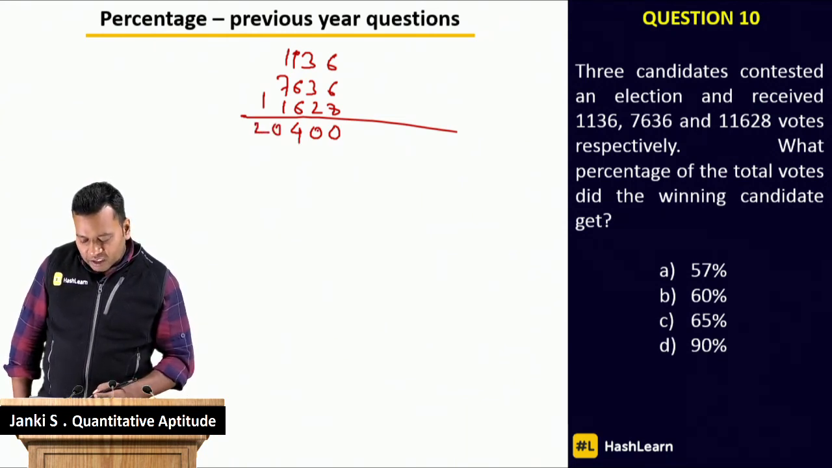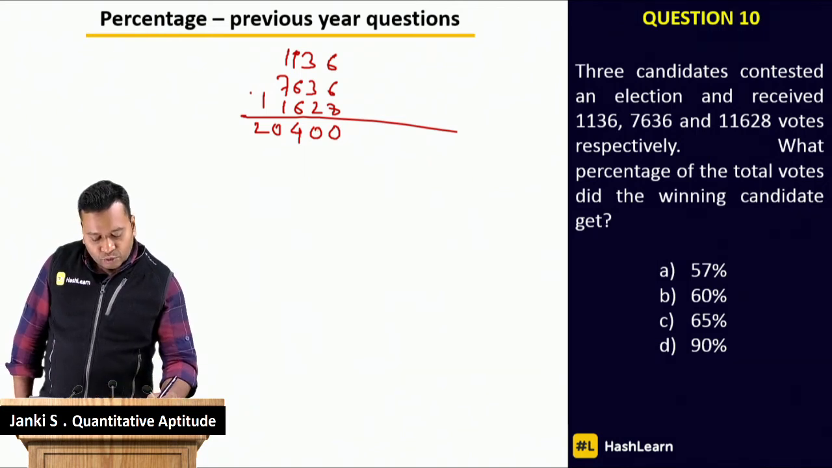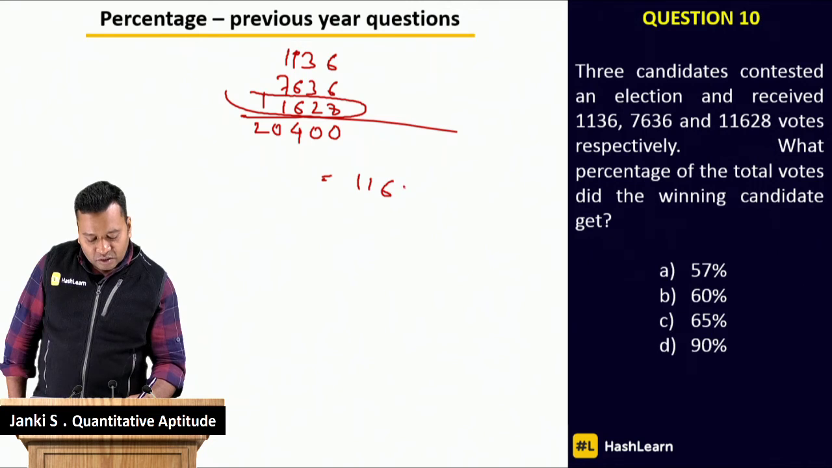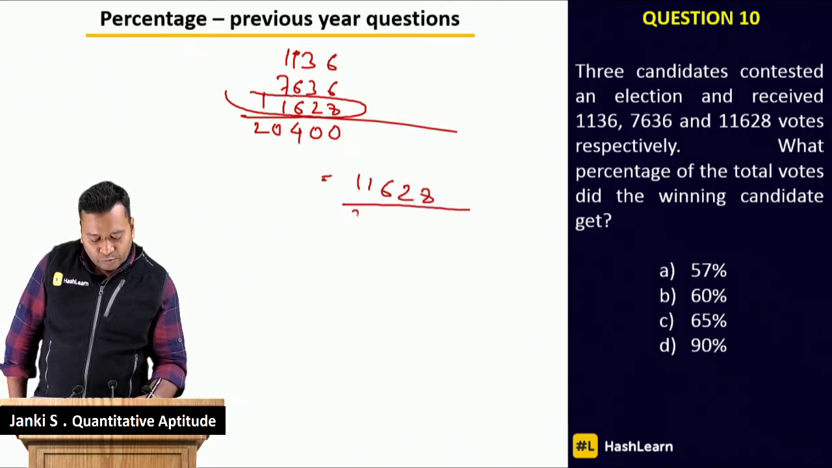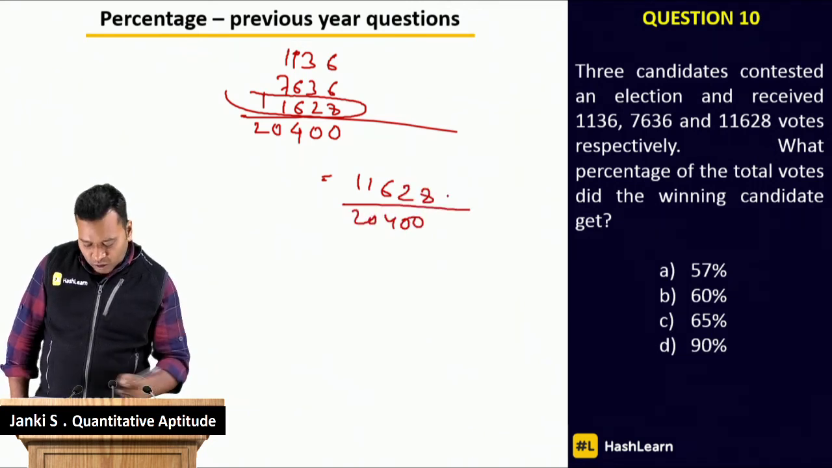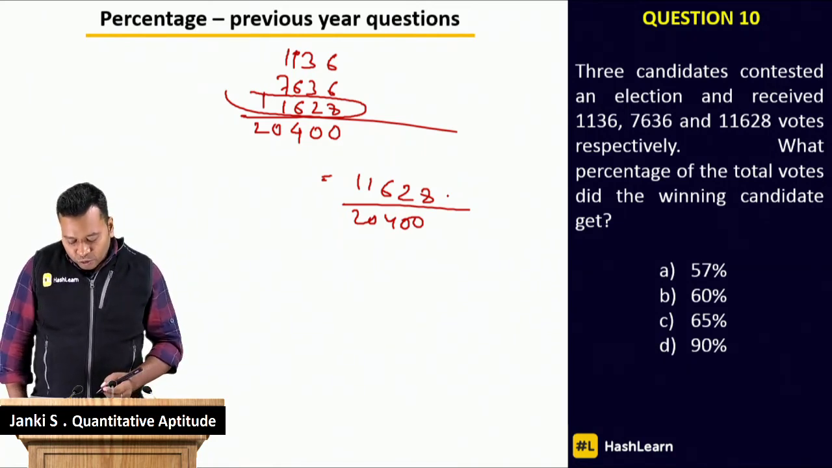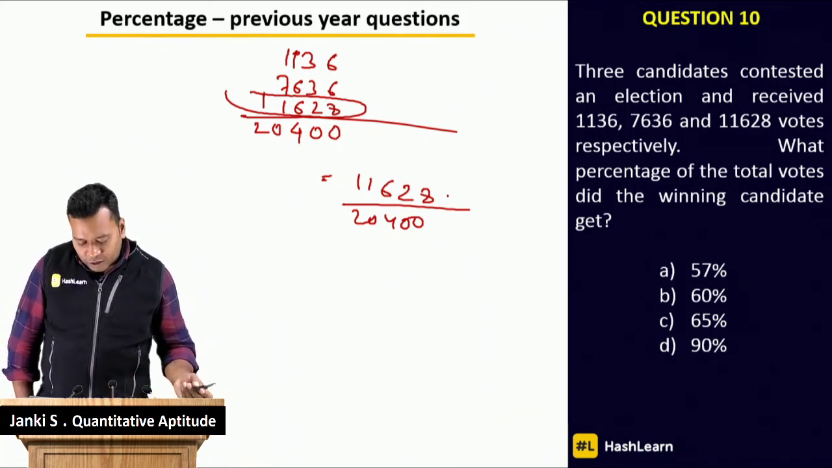There were 204,000 votes. Out of this, the winner is this one. The winner got 11628 out of 204,000. Definitely more than 50%, right? So more than 50%. All the options are more than 50%.